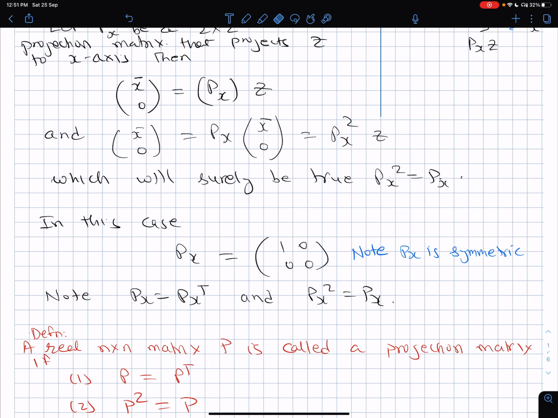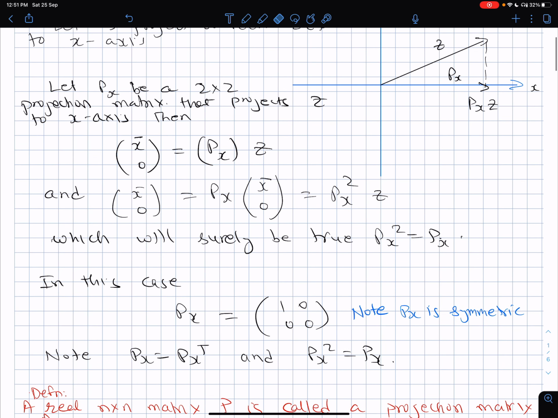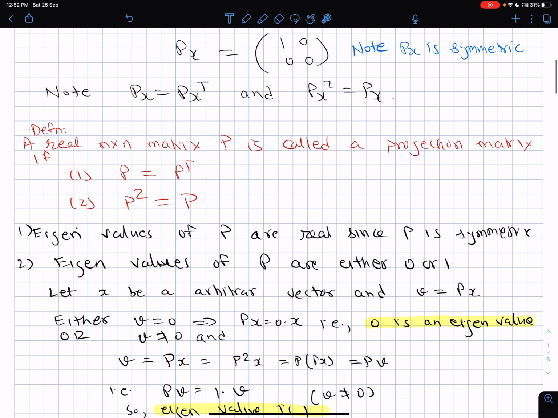Then if you look at this particular property, that after I have projected and I have a non-zero vector, if I again pre-multiply it by the projection matrix, I will get the same vector back. So what does this indicate? This indicates that P times V is equal to 1 times V, which implies that 1 is an eigenvalue.